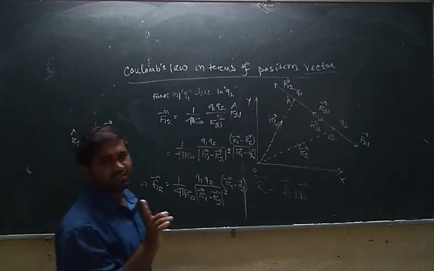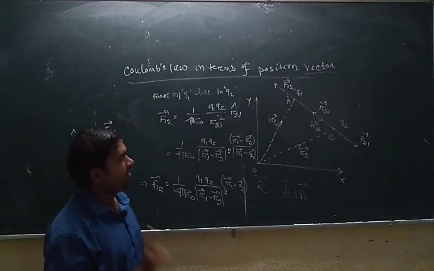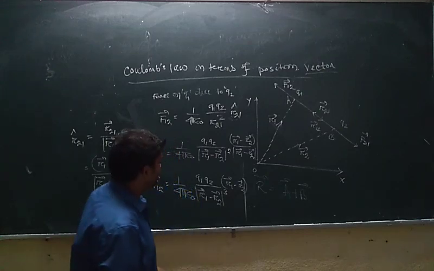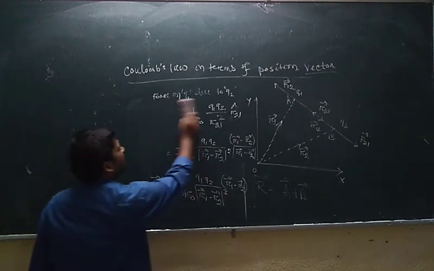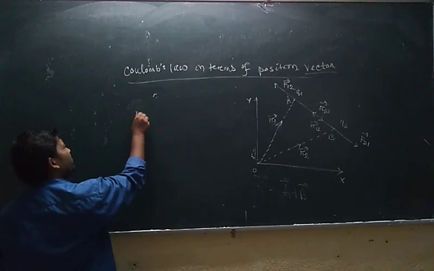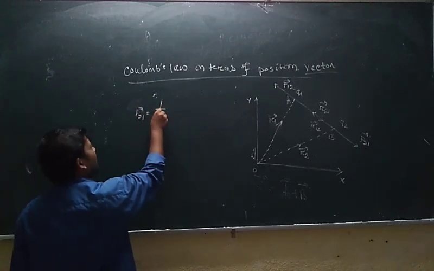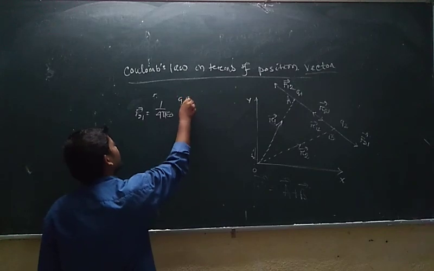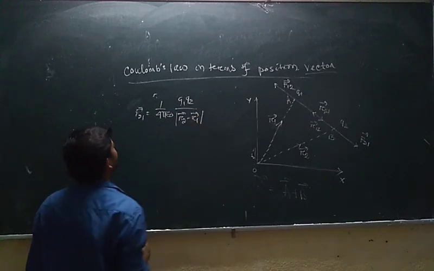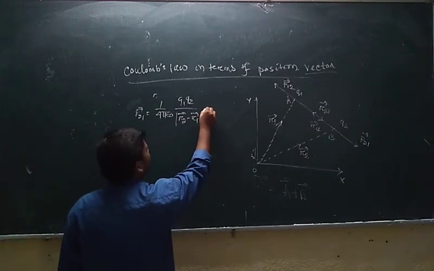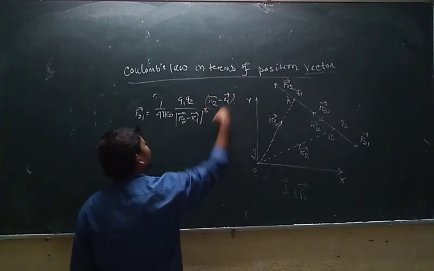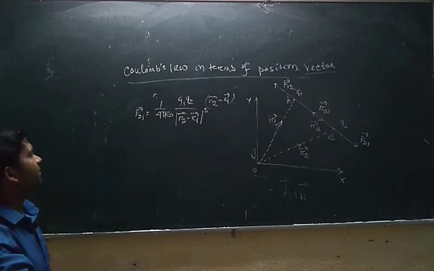Okay, so that is a home task for you, that is you have to calculate the R21 vector and the F21 vector. I mention here the result of the F21 vector, that is F21 vector equals 1 by 4 pi epsilon naught, Q1 Q2 by mod square of R2 vector minus R1 vector, into R2 vector minus R1 vector. So that will be the value of F21.